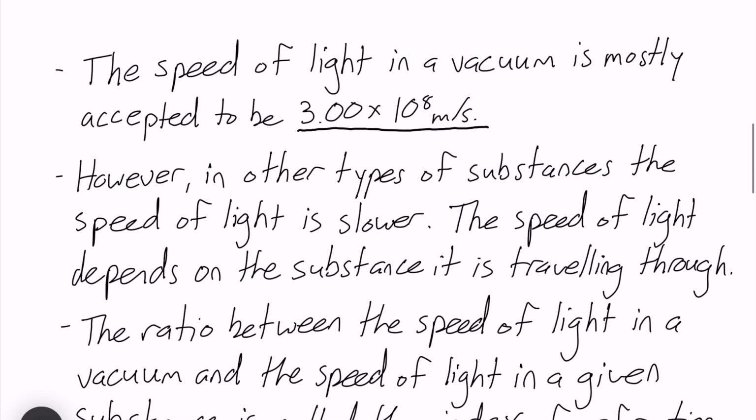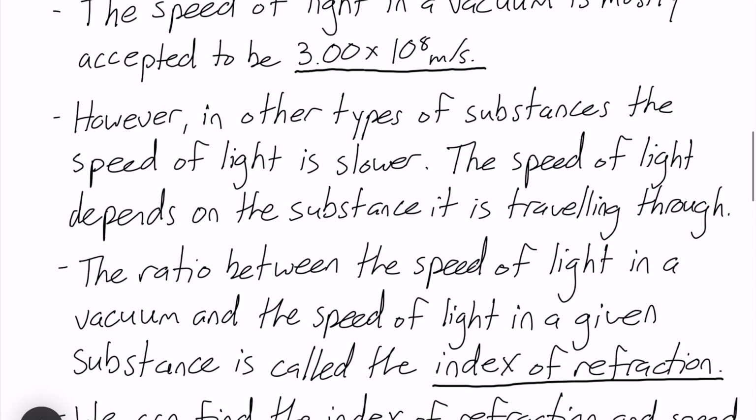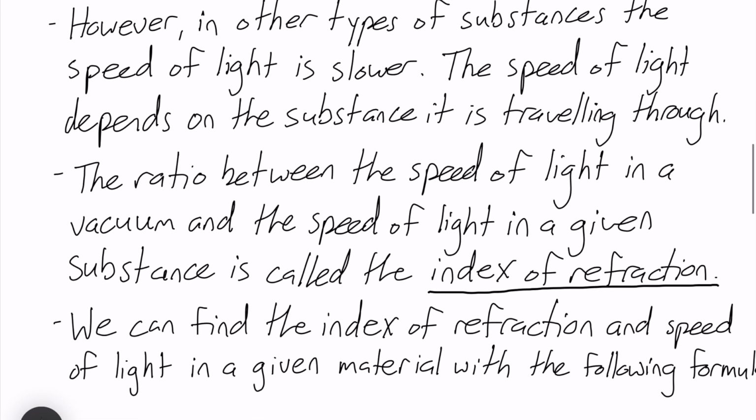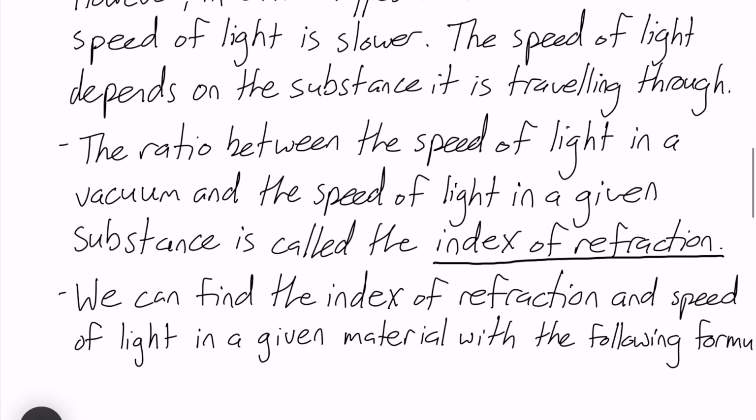However, in other types of substances, the speed of light is going to be slower. So the speed of light depends on the substance it is traveling through. Even the air that we breathe on Earth is not a good idea of a vacuum, as there are molecules for light to hit and go through. So the ratio between the speed of light in a vacuum and the speed of light in a given substance is called the index of refraction.